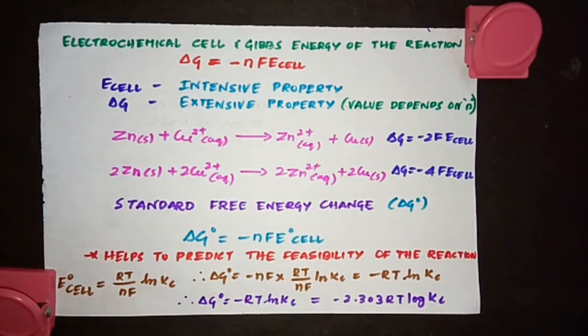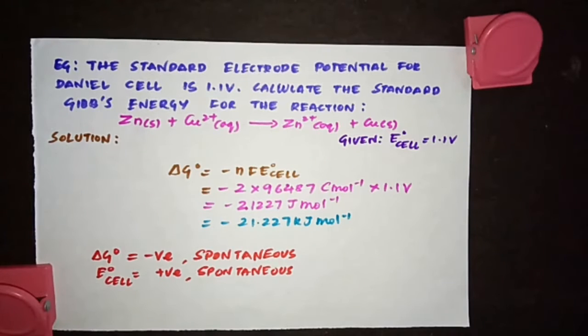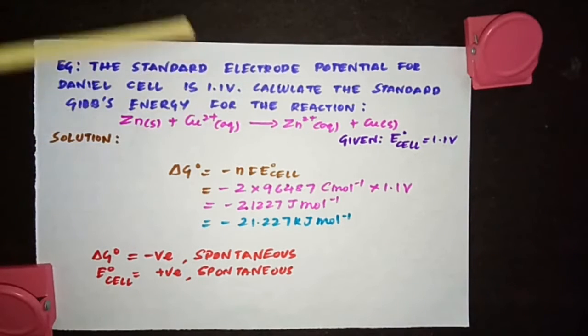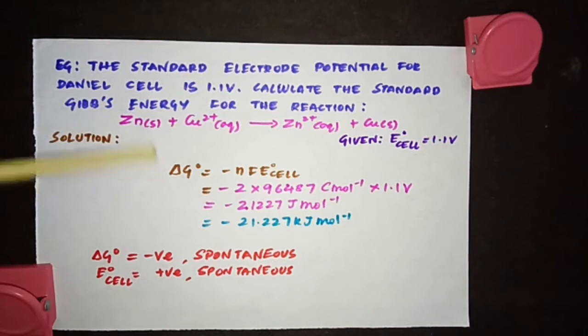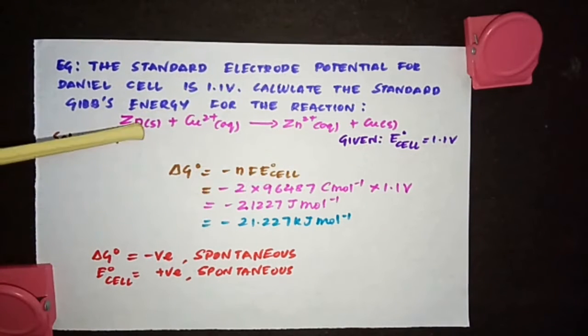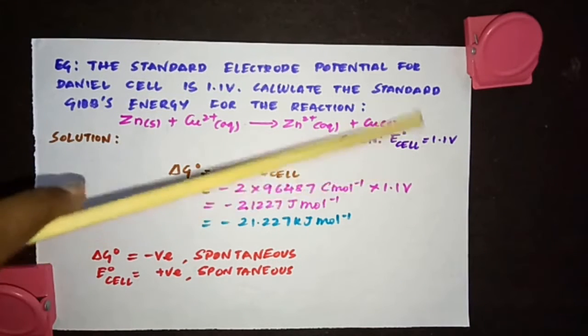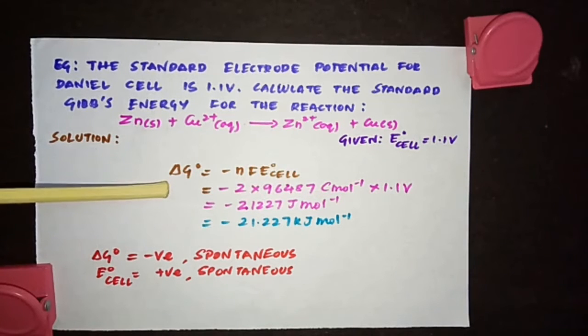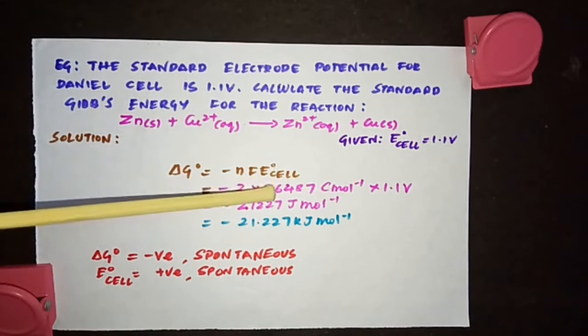So now let's see a few problems based on what we have learned so far. The question is, the standard electrode potential for Daniell cell is 1.1 volt. Calculate the standard Gibbs energy for the reaction. So they have given you E naught cell and are asking you to calculate del G. This is the equation, and what is given? E naught cell, 1.1 volt. Now the solution: you know the formula, del G naught is equal to minus nF E naught cell.